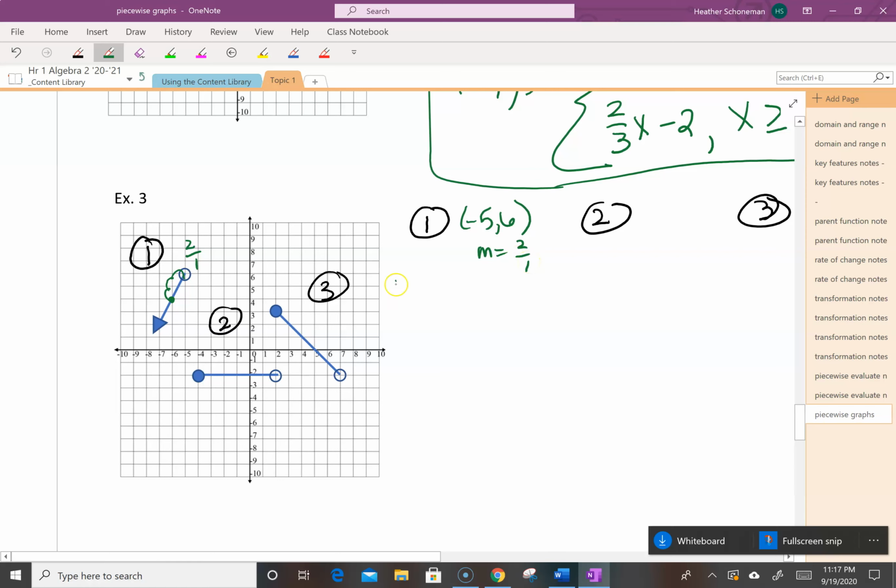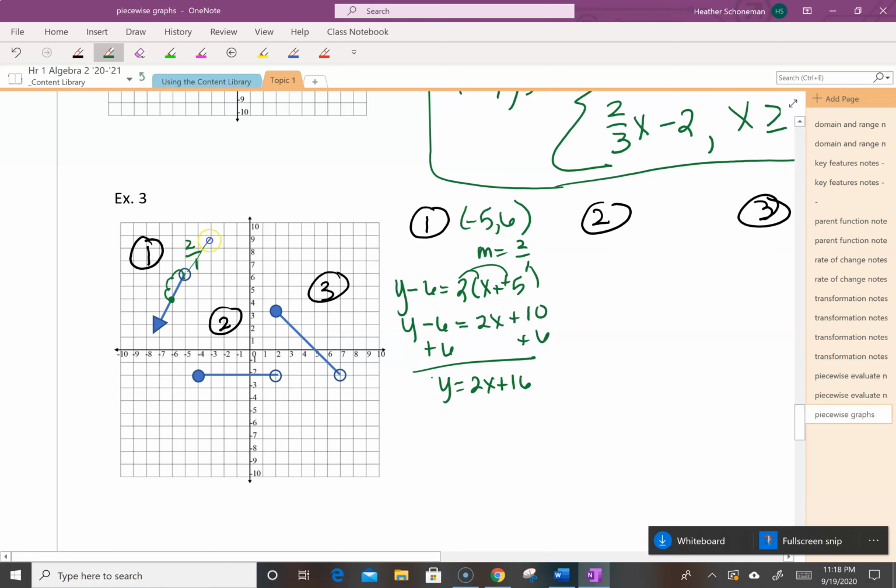All right, write in point slope form. So you have y minus y1, which is 6, equals my slope, which is 2, times x minus x1, which is negative 5. Minus a negative is plus a positive. So I have y minus 6, distribute, equals 2x plus 10. Add 6 to both sides. Y equals 2x plus 16.